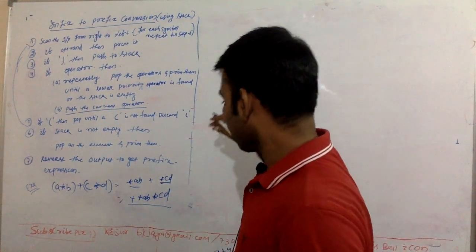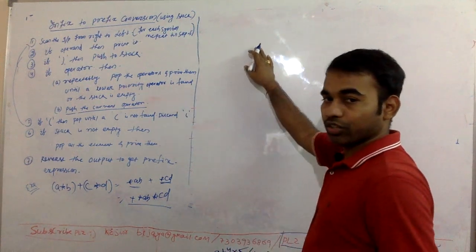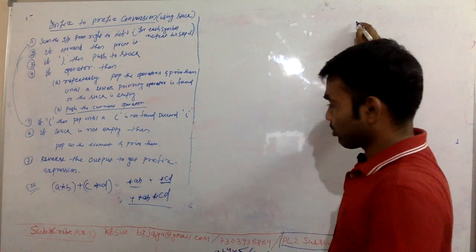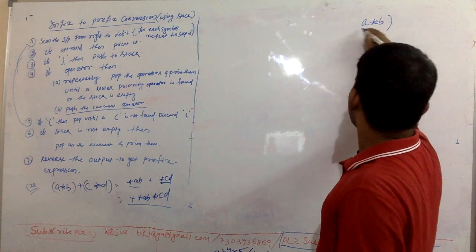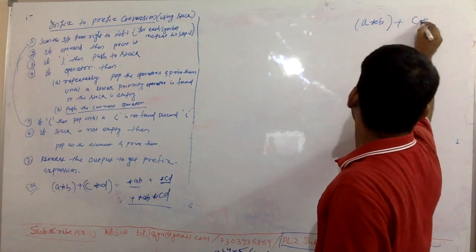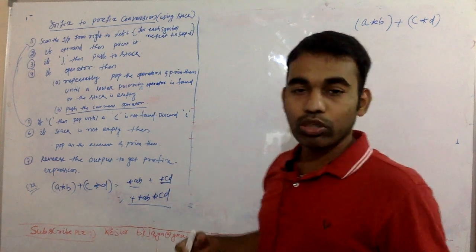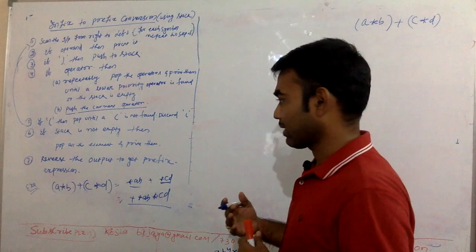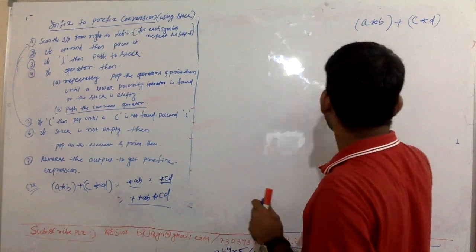So let's start with this particular example which I have mentioned: A star B plus C star D. Now you tell me, what are the steps? The steps are very similar to infix to postfix. I am repeating that statement again and again, but there is a little bit of difference. So what is the difference?